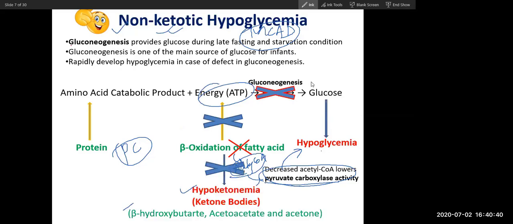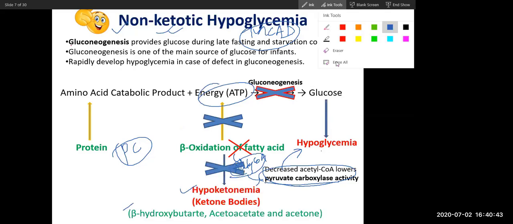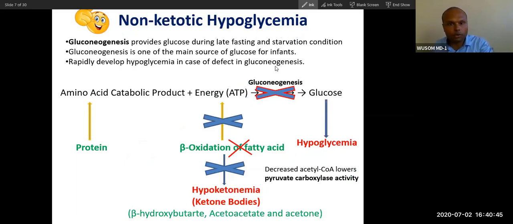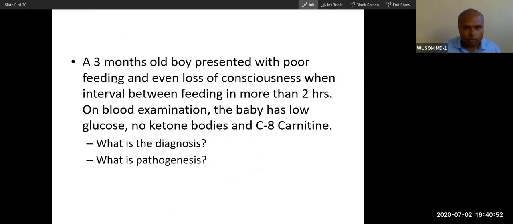Yes, sir. Okay. Now you have understood this very important concept of non-ketotic hypoglycemia. Now just solve this question. A 3-month-old baby presented with poor feeding and even loss of consciousness when the fasting interval is more than 2 hours. On blood examination, the baby has low glucose, no ketone body, and C8 acyl carnitine. So what is the diagnosis you will make?